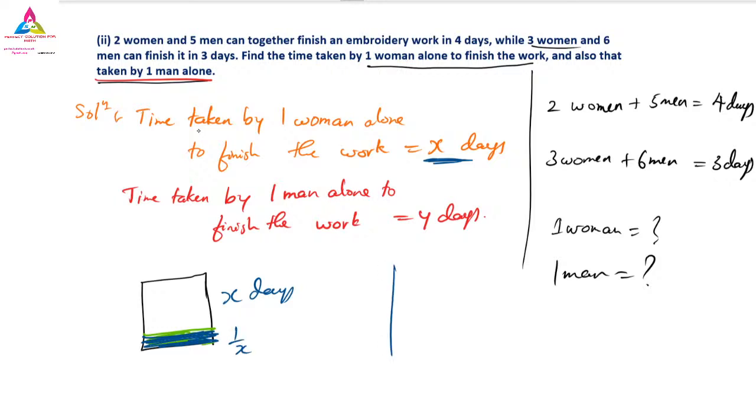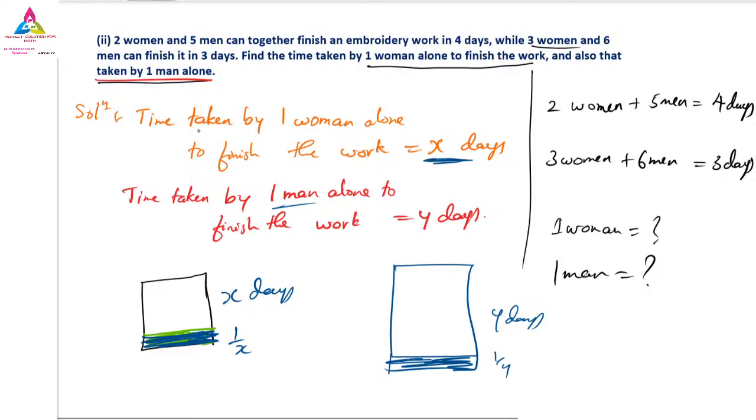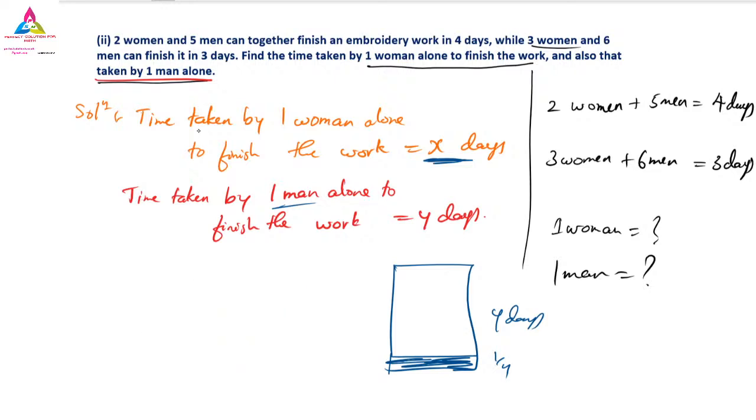Similarly, there is one man who will finish his whole work in y days. How much will he finish in one day? 1 by y. Yes, very good. That is 1 by y. So this is the way we are going to apply here. This is the portion we are going to apply. The same question we will write down this way.